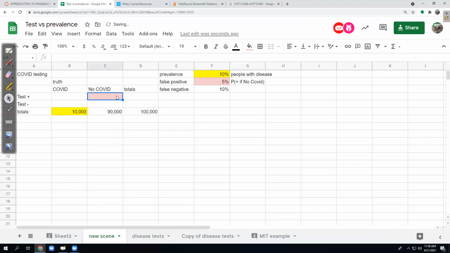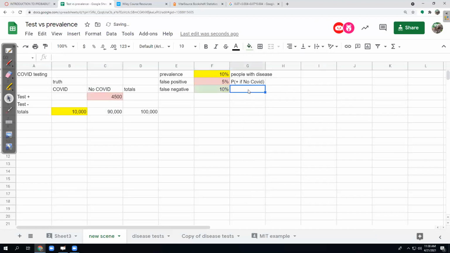Okay, so I want to know what is that 5% false positive rate of all the people that don't have COVID. So multiply. All right, so that would be 4,500 out of 90,000 is 5%. And then the false negatives are next.